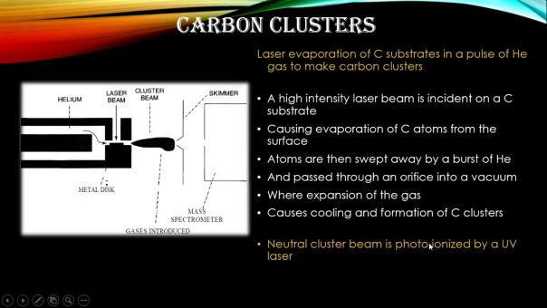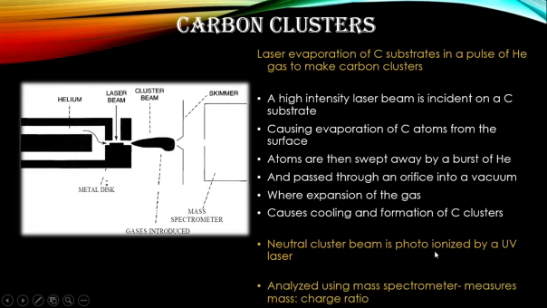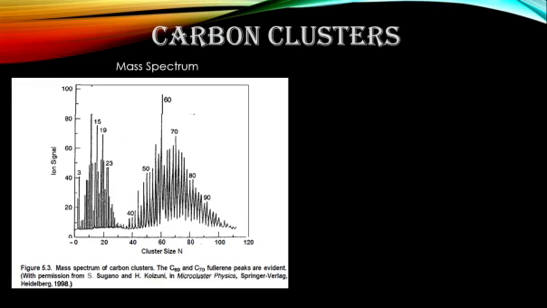These are actually neutral clusters, and they will be photoionized. So they will be given a charge using a UV laser, and hence it can be analyzed using a mass spectrometer, where we will be measuring mass versus charge. The experimental observation is that it showed higher cluster formation for a mass containing 60 carbon atoms. So it shows that more clusters are formed for the case where 60 atoms are clustered together, while the others have shown very low probability of cluster formation.